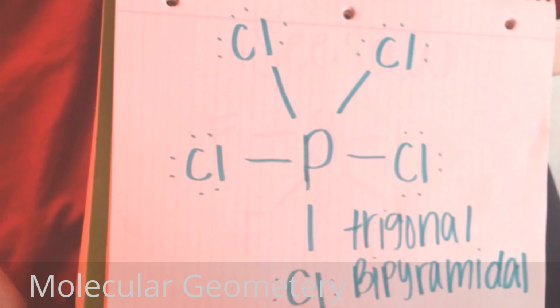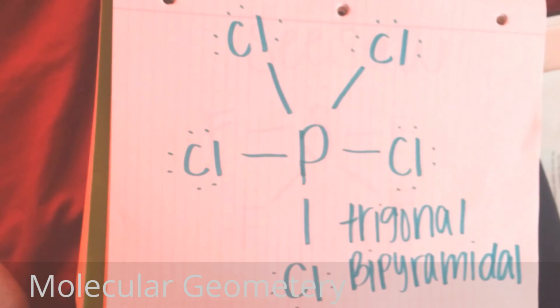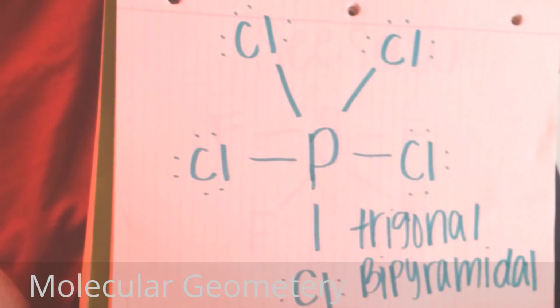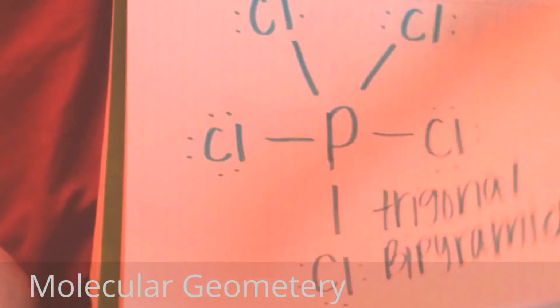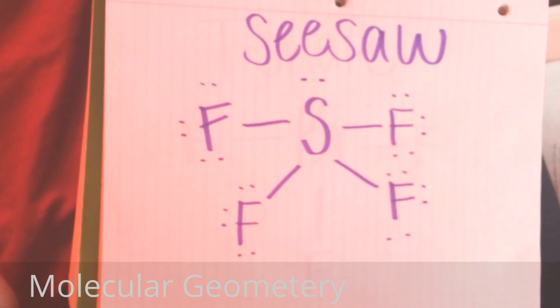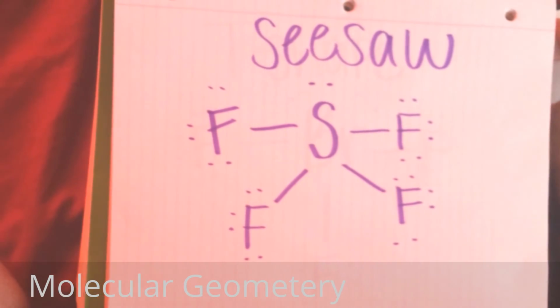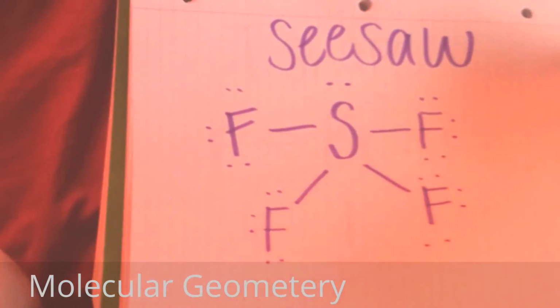For a trigonal bipyramidal molecular shape to occur, there needs to be 5 identical bonding pairs of electrons on the central atom. This is an example of nonpolar geometry. Similar to the trigonal bipyramidal, a seesaw shape will have 4 bonding pairs of electrons and 1 lone pair of electrons. This is a polar arrangement.